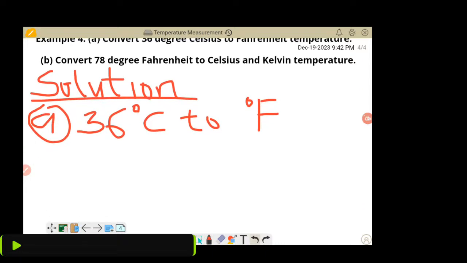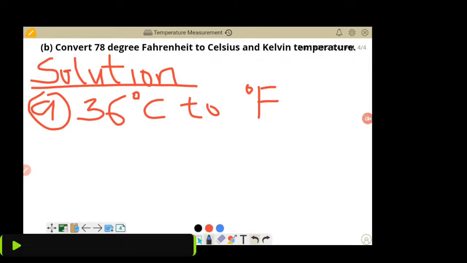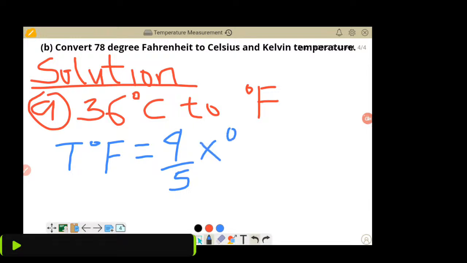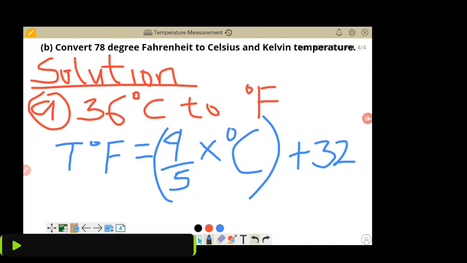To change a value from degree Celsius to degree Fahrenheit, what is the formula? This is the formula. Just pay attention. Temperature in degree Fahrenheit equals 9/5 multiplied by the value given in degree Celsius, let me bracket it, plus 32. In some books, you will see this 9/5 written as 1.8. Remember, 9/5 equals 1.8. Take note of that. So it's not that we are having another formula, but still the same thing. Okay, this is the formula to use.